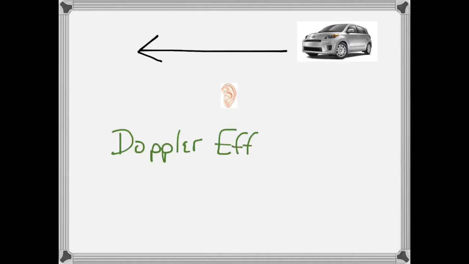Check this out. There's a car. There's a listener. And there's a car driving like this, emitting a very annoying sound. I think we can use that sound. I've heard of something like this. The Doppler effect. What is that anyway?